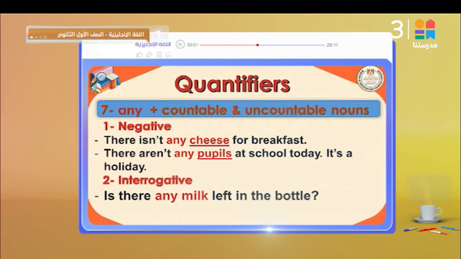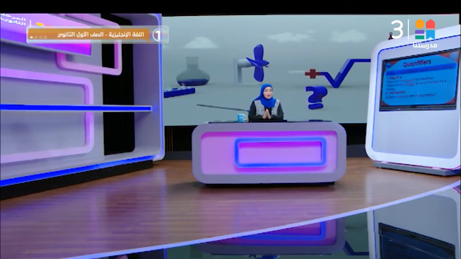So we use any in the negative form or in a question, but take care, when the question is an offer or a request, we use some. So we say, would you like some water? Would you like some tea? Would you like some coffee? Or can I have some tea? Can I have some coffee? When I make a request or an offer, we use some, not any.